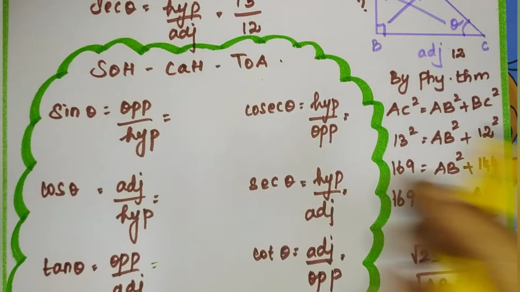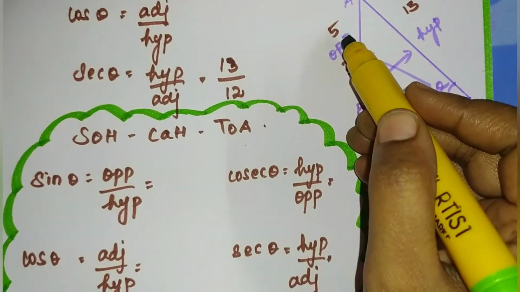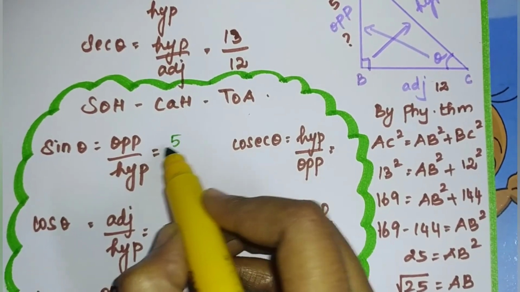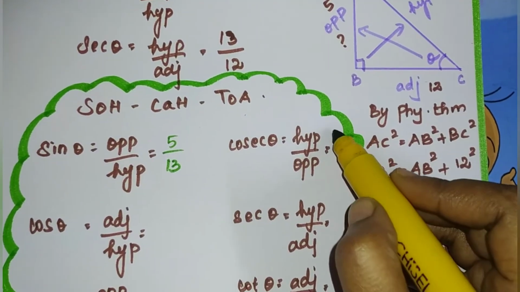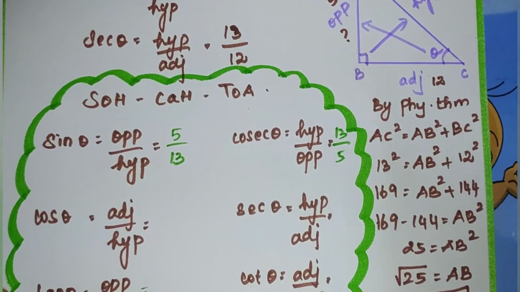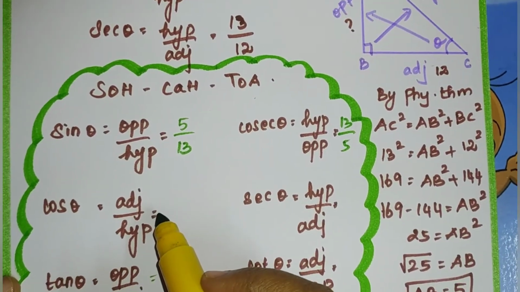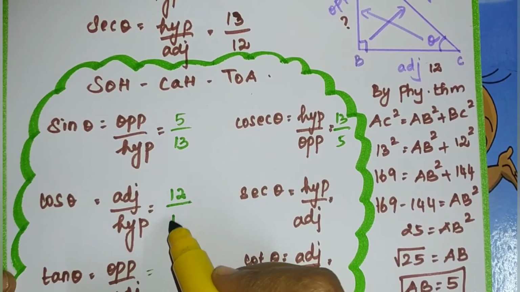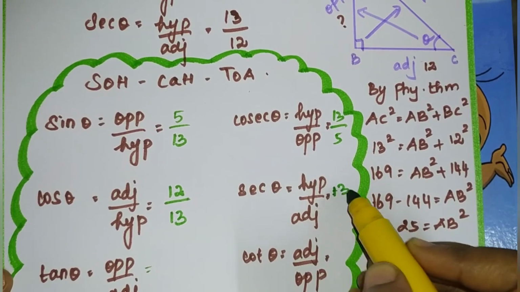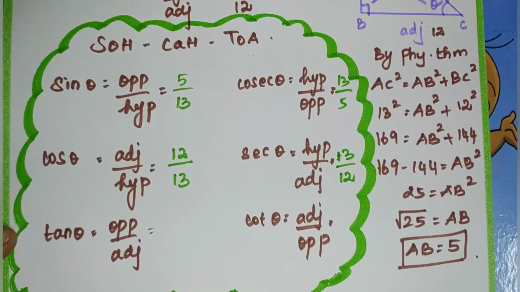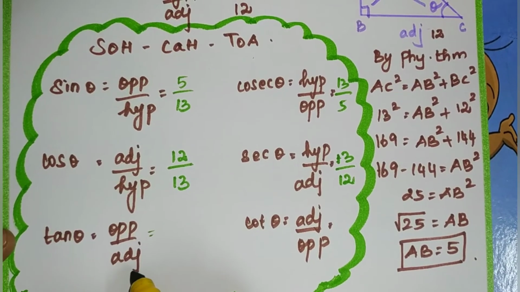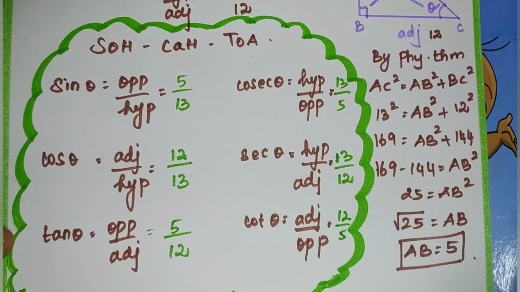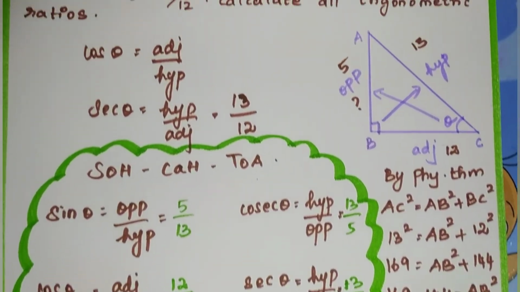Now write the answer. Opposite is 5, hypotenuse is 13, adjacent is 12. So sin is opposite 5 by 13. Here, cosecant is 13 by 5, the reciprocal. And then cos is adjacent 12 by hypotenuse 13, and here secant is 13 by 12. Tan is opposite by adjacent, 5 by 12. Here cot is 12 by 5. All trigonometric ratios.